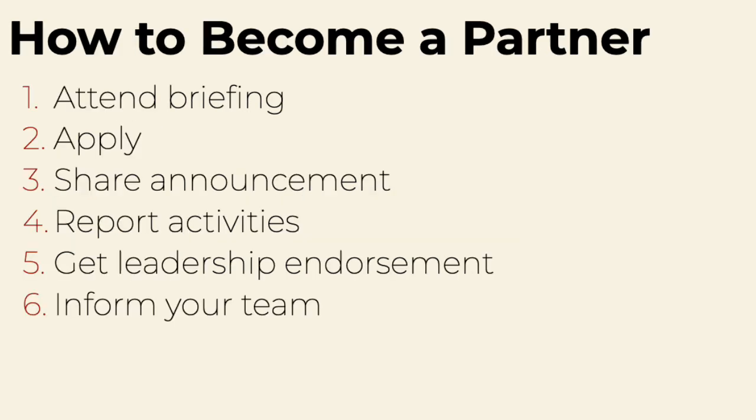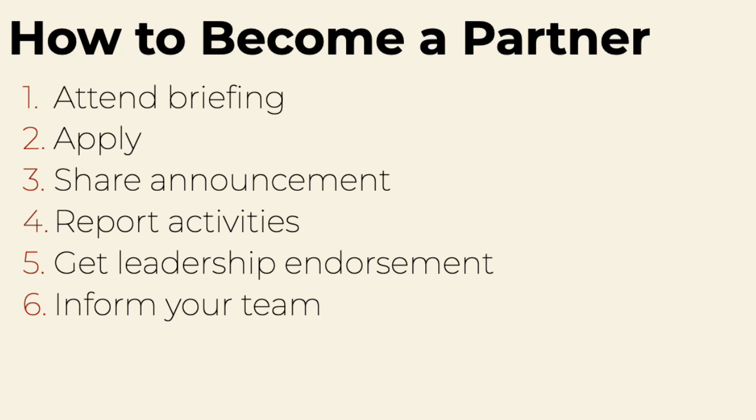Let me go through really quickly how you become a partner. So here are the 6 steps to join as a partner. You have to attend this meeting, so the briefing that you're doing right now. You have to fill out the partner form. That's how you apply. You have to tell others about Teach to Reach, that is sharing this announcement. You have to report activities, that is telling us who you told about it, who you're sharing about this.